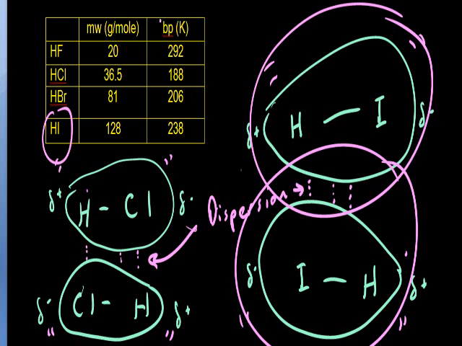However, the HF with the hydrogen bonds, even though it's the smallest molecule of the series, has the highest boiling point, since the hydrogen bonds have a greater attractive force than the dipole-dipole and dispersion combination shown in the HCl, HBr, and HI.